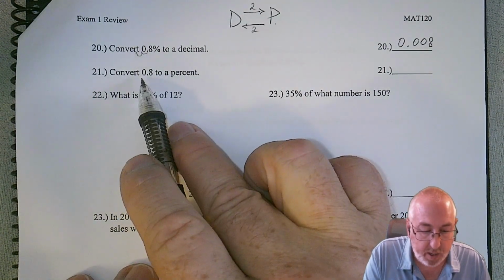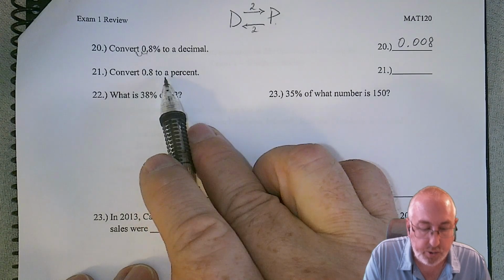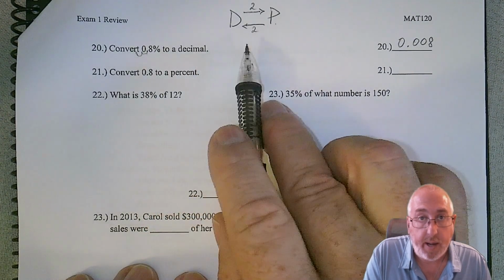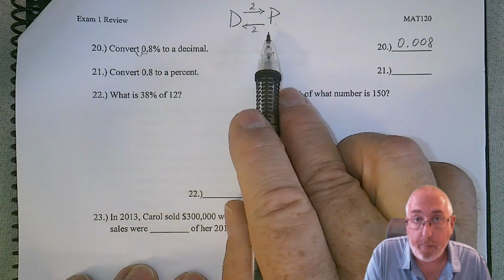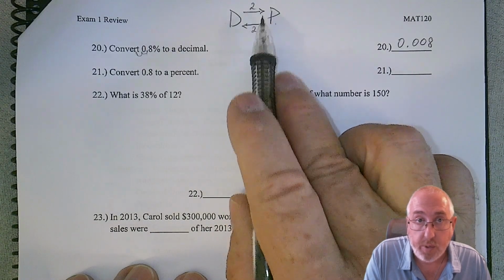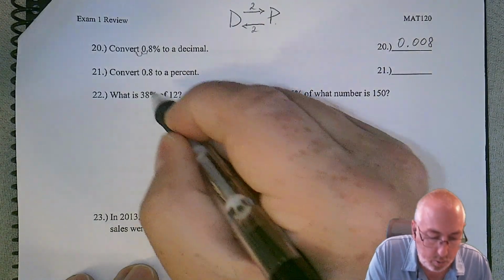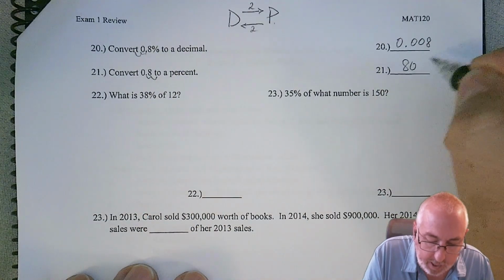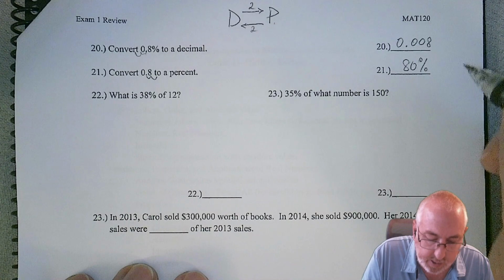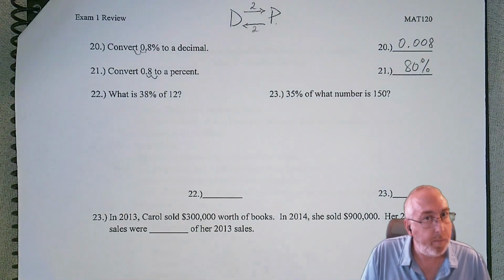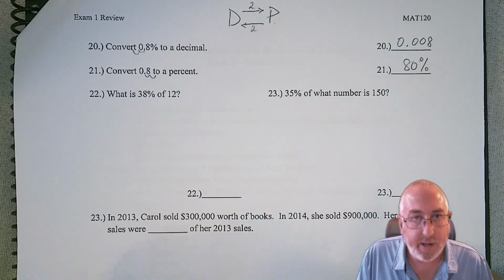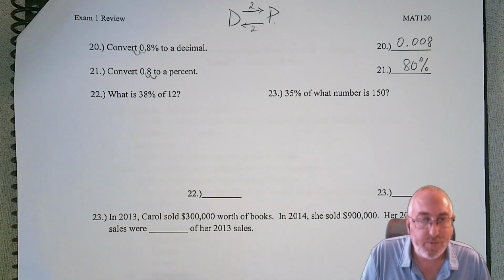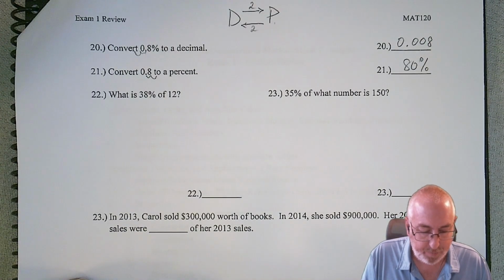Now in this one, convert 0.8 to a percent. So now we're starting with a decimal. We want to go back this way. So 2 places to the right. So 1, 2. So this looks like 80. And now don't forget the percent symbol. It seems trivial, but you definitely need that percent symbol in there to verify that it's a percent.